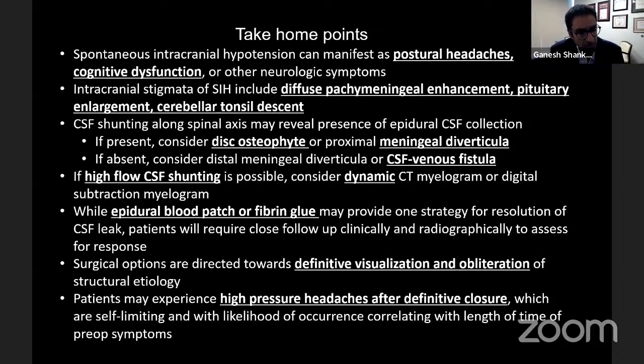And then it's important to also be aware and possibly preoperatively counsel patients that there may be mirror image or high pressure headaches after a definitive closure, which in our experience are self-limiting and require very close follow-up with the patients. And just personally, I feel that those mirror image headaches, the probability of those occurring, or the length of time that patients may have them, is related to the length of time of the preoperative symptoms.